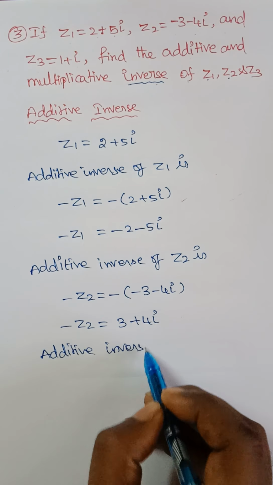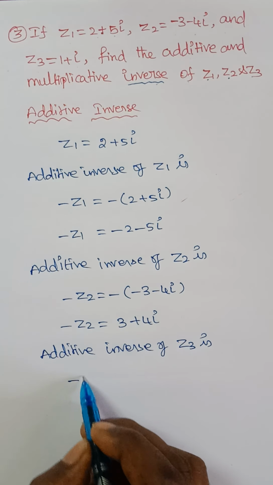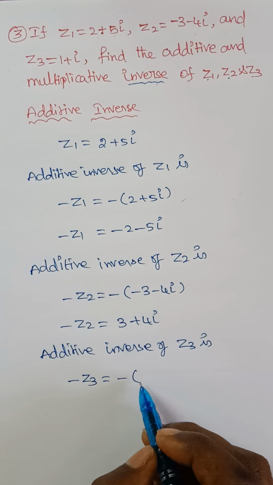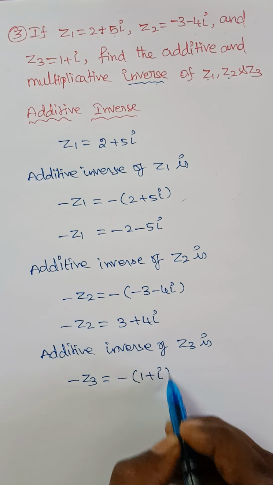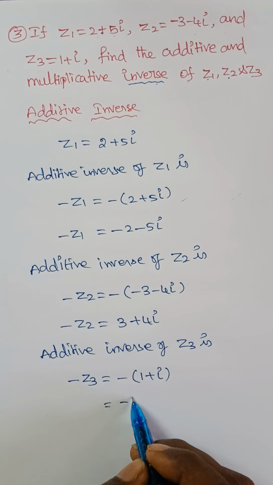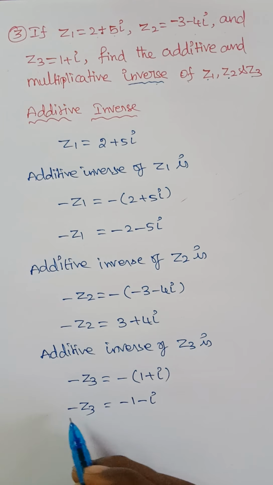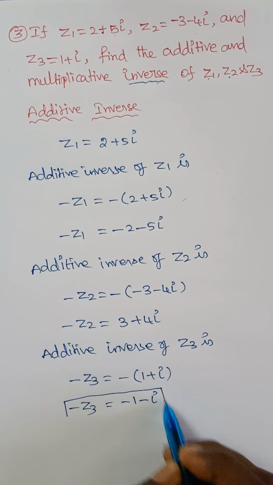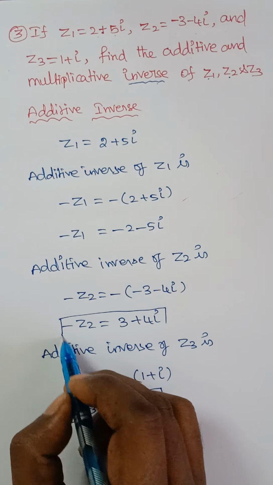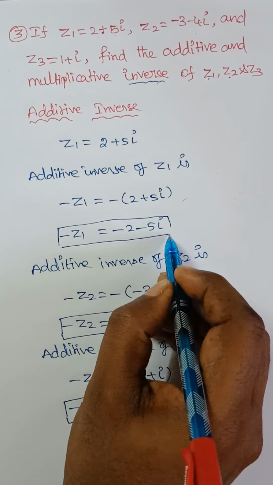Next, the additive inverse of z3 is minus z3, that is equal to minus of z3 value 1 plus i. So I am going to multiply this minus inside. So what will you get? Minus 1 minus i. So that is minus z3. So this is the additive inverse of z3, this is of z2, and this is of z1.